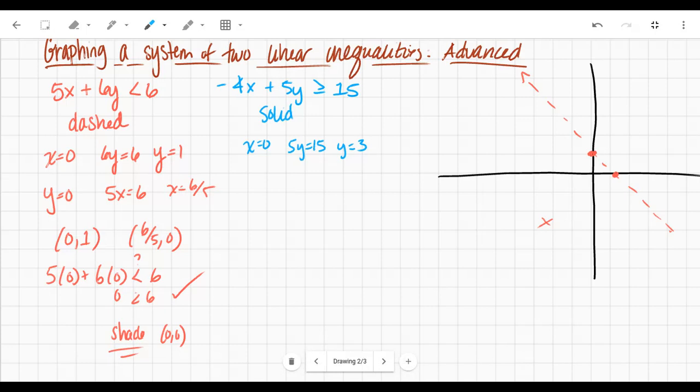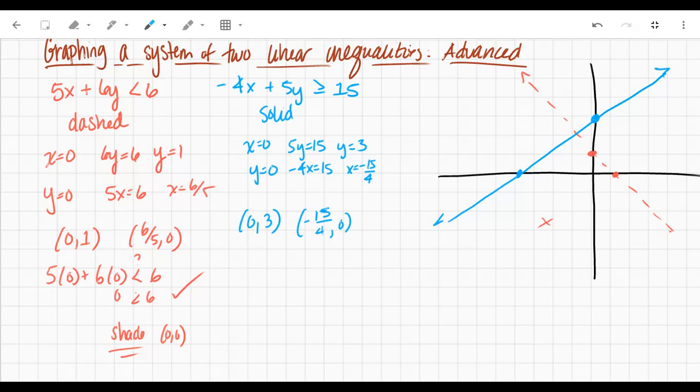And then if y is 0, negative 4x equals 15. So x is negative 15 fourths. Okay, so we're going to have our points (0, 3) and (negative 15 fourths, 0). Okay, so negative 15 fourths is almost negative 4. And we're going to do a solid line there.